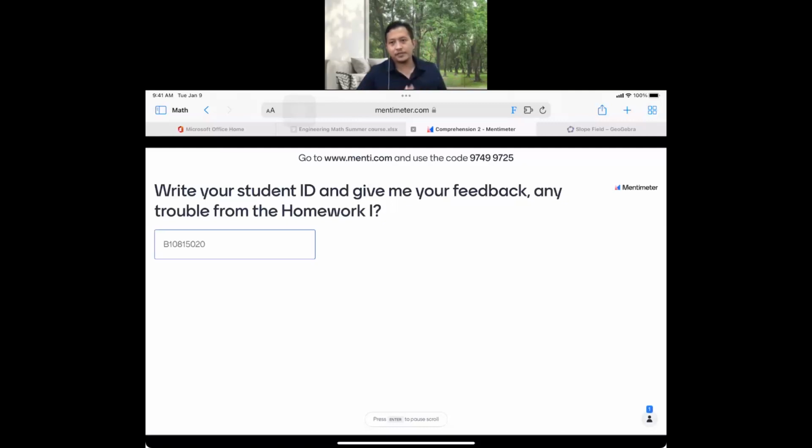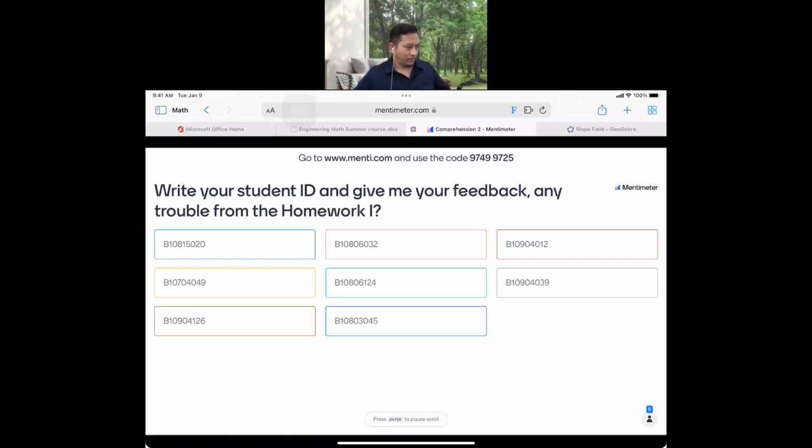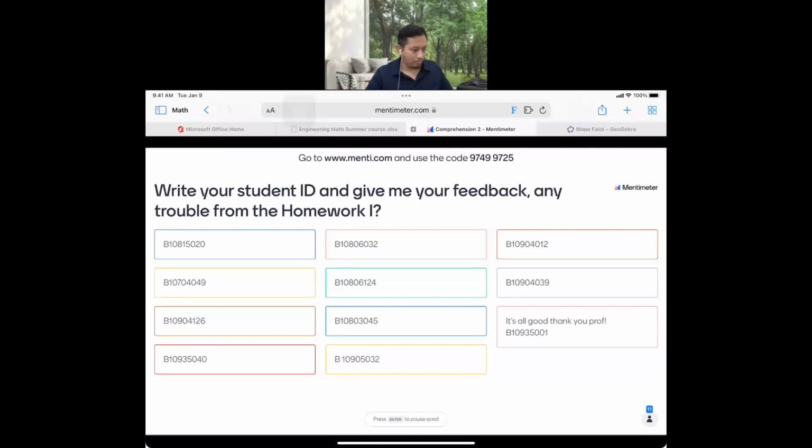Before we end the lecture, let me have your feedback if you have any. If you are not having any feedback or comments, just write your student ID. I think the homework is okay, right? It's not too difficult. I think some of you just forgot some techniques in calculus. So you can review your calculus part.